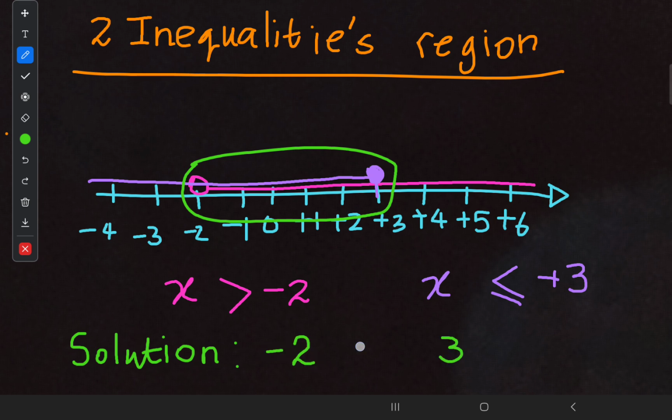X values are in between negative 2 to 3. This is the way you have to represent your answer. In negative 2, in the inequality, you have the symbol, only a circle. That means don't indicate an equal mark in this instance.